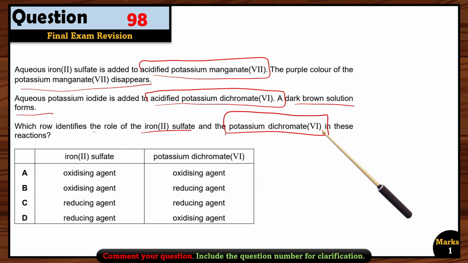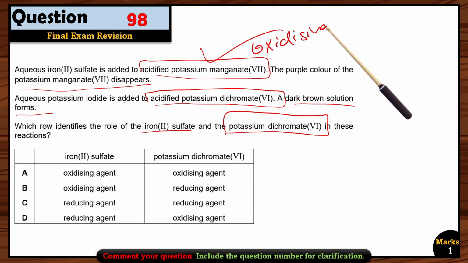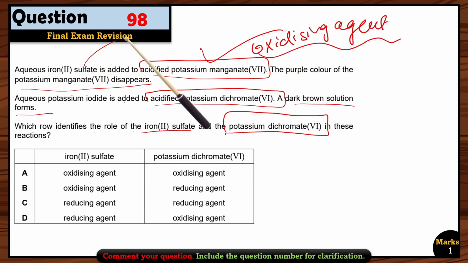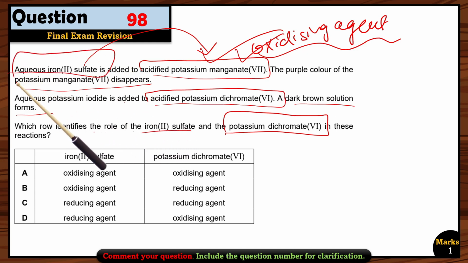So now let's see one by one. I already told you that in your book it is already given that potassium manganate is an oxidizing agent, okay? This one is an oxidizing agent. So if this is an oxidizing agent and you have added any compound and now the color has changed, it means the other compound is actually acting as the opposite. This reaction is now a redox reaction. If this one is the oxidizing agent, it means this one is the reducing agent.